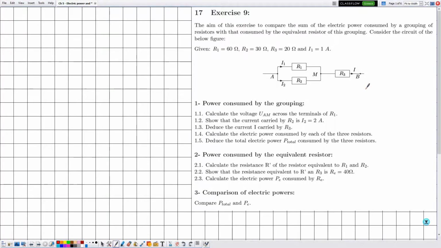The aim of this exercise is to compare the sum of the electric power consumed by a grouping of resistors with that consumed by the equivalent resistor of this grouping. Consider the circuit of the below figure. Then they mention the circuit, now we can use it.